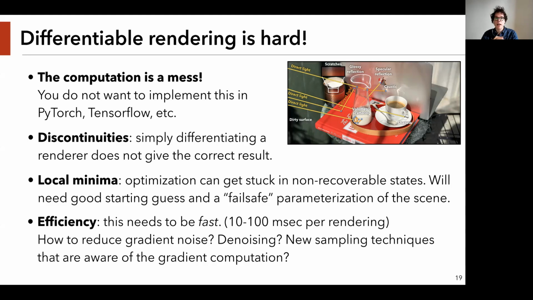And then last but not least, you probably need to do a few of these gradient steps, maybe hundreds, thousands, or tens of thousands. So it has to be fast. And currently, the methods that are being used are quite slow. So improving the scalability of differentiable rendering is quite important.